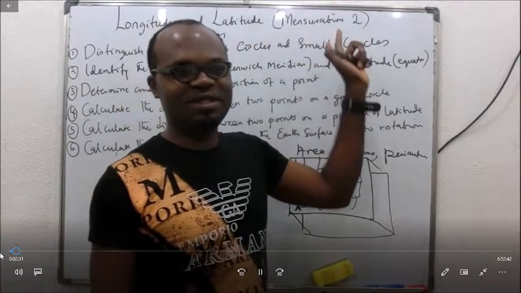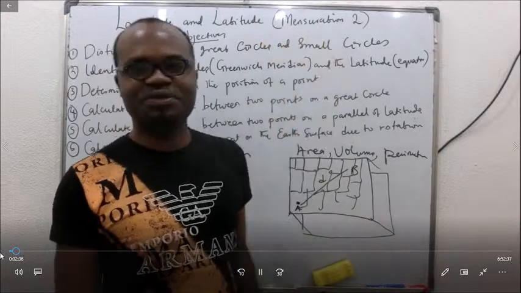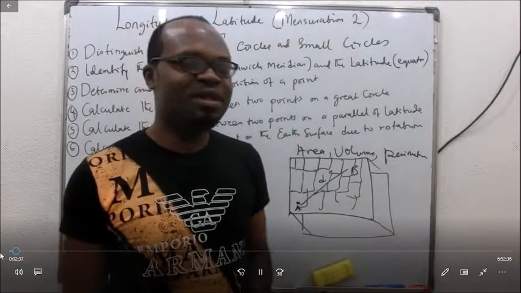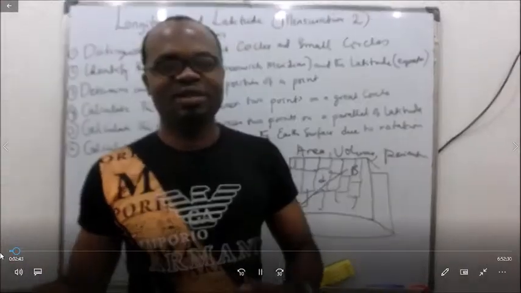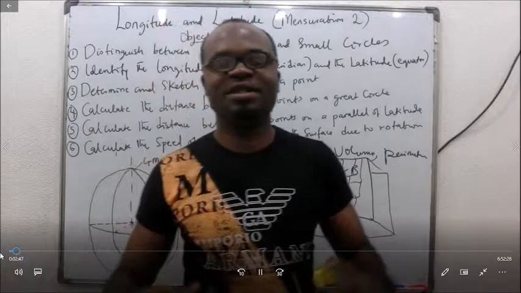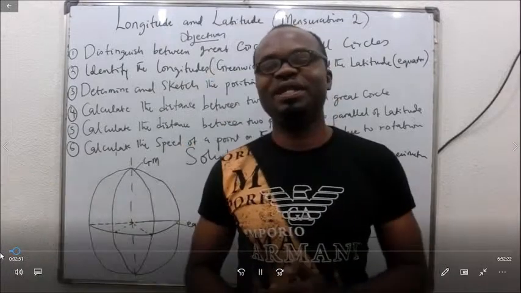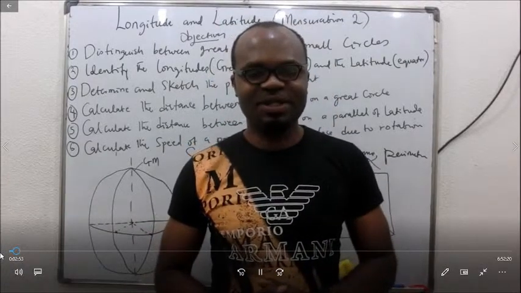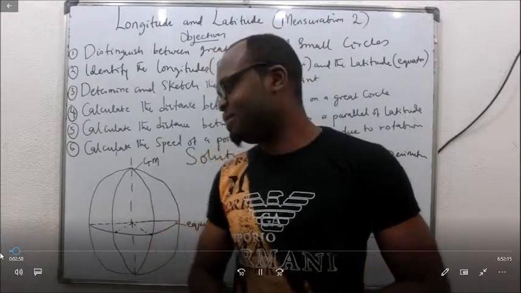In most mathematics textbooks, you see it under mensuration 2. Because it is also studying about points on the Earth, noting the distance and understanding how to do calculations on the surface of the Earth. And that is what we're going to be doing in this course, mensuration for longitudes and latitudes.